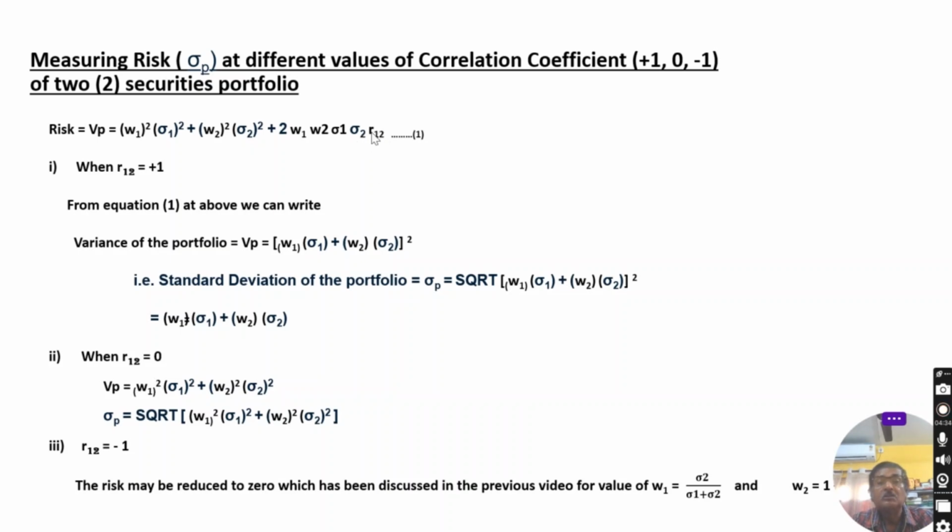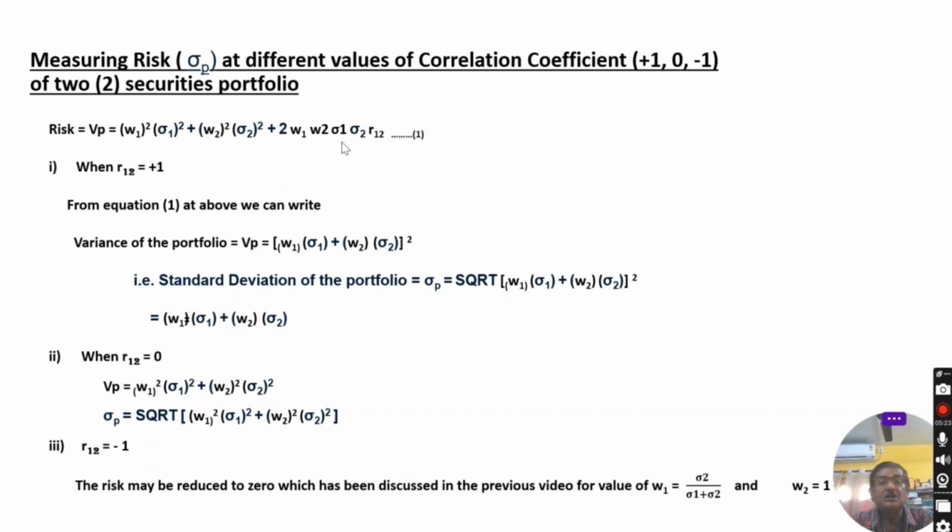This part is over. Now for R12 or correlation coefficient equal to 0. That means you put the value of R12 equal to 0, then this part will be eliminated, only this part will remain. That's why the variance will be this, because the rest part is 0, and the standard deviation will be the square root of this expression. If you put the value of W1 and sigma 1, W2, sigma 2, then you will get the standard deviation of the portfolio or the risk for the case of correlation coefficient value 0.